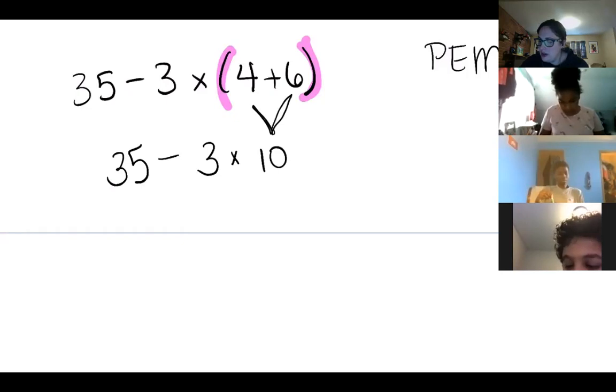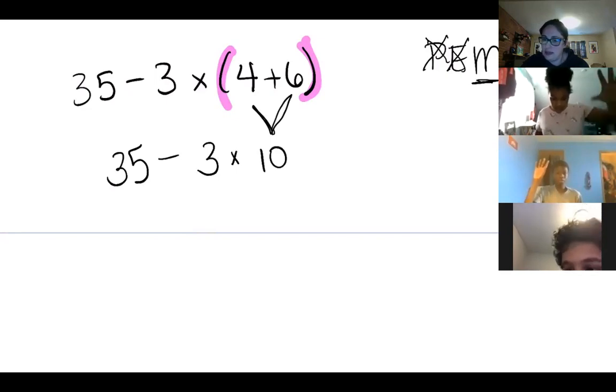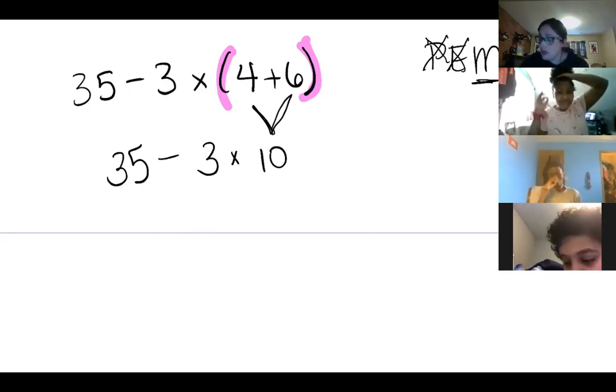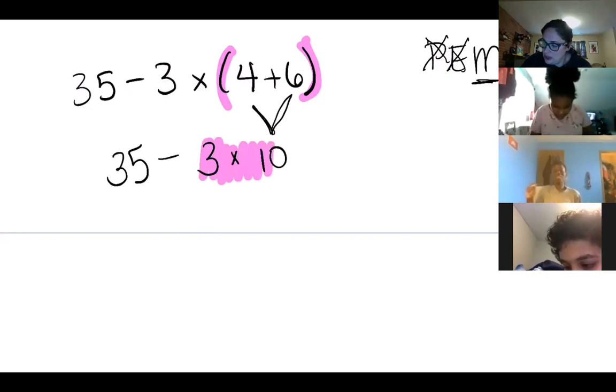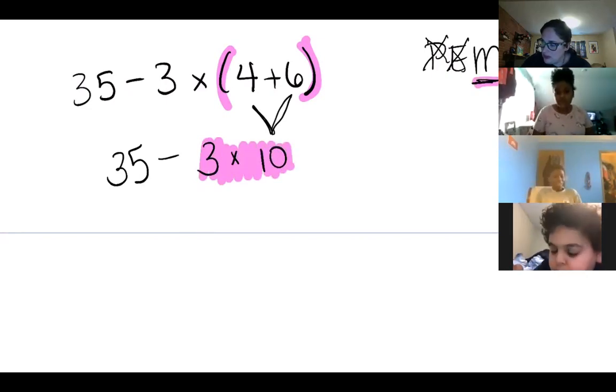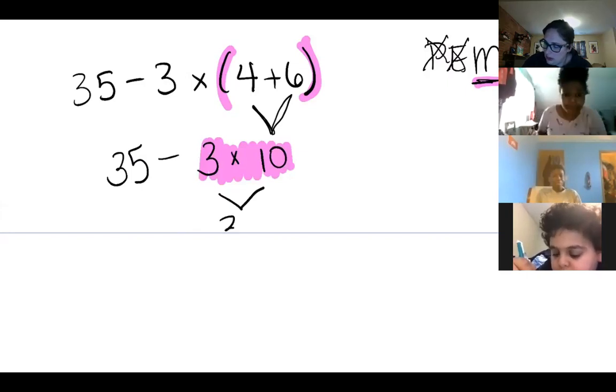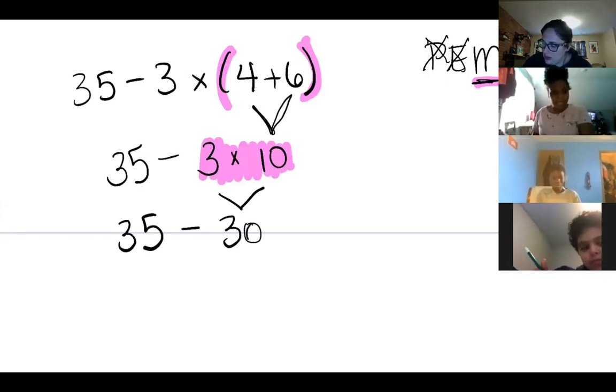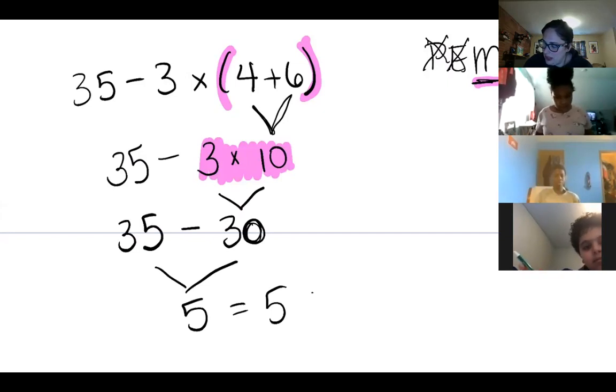Okay, so I did parentheses. I don't have exponents, but I do have multiplication and subtraction left. So what do I do next, Shiley? 3 times 10, because multiplication comes first. And so 3 times 10 is what? 30. 35 minus 30. What does that equal? That equals 5. There it is.